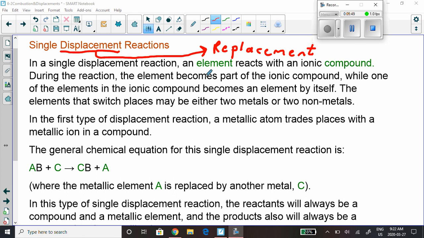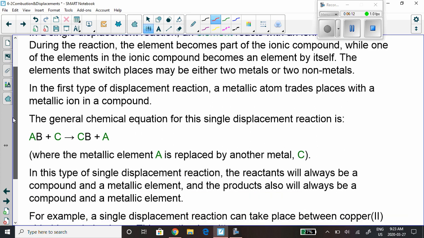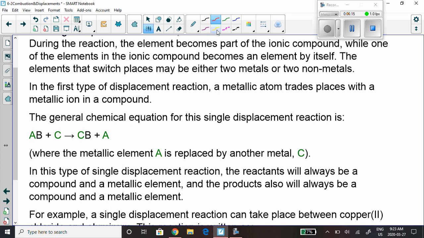During the reaction, the element becomes part of the ionic compound. So the element that was by itself becomes part of a compound, while one of the elements in the ionic compound becomes an element by itself. So there's a switching of places here. The elements that switch places may be either two metals or two nonmetals. In the first type, and this is key, in the first type of single displacement reaction, a metal atom trades places with a metallic ion in a compound.